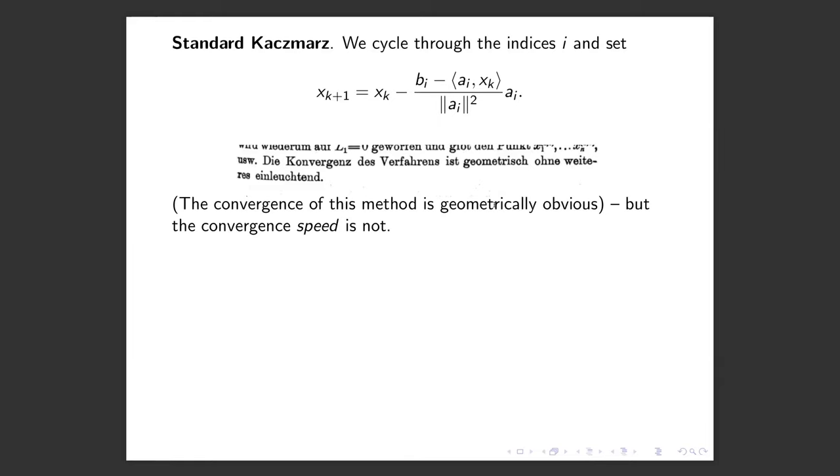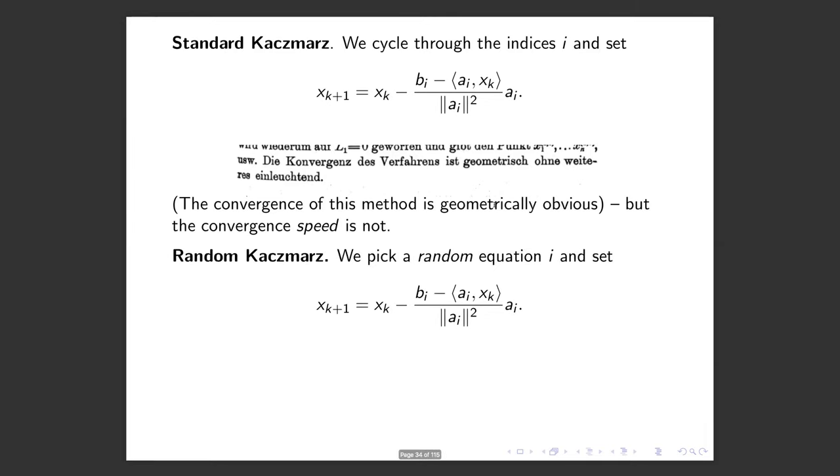In particular, if you look at the original paper, Kaczmarz says that, of course, the convergence of the method is geometrically obvious because the distance to the intersection is decreasing. But the convergence rate is not at all obvious. And in particular, for the standard ordered method, it will depend on the ordering of the hyperplanes, and it's not so clear how to do it. And what was then proposed is a random method.